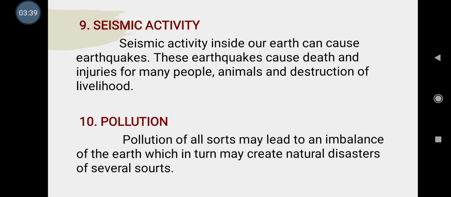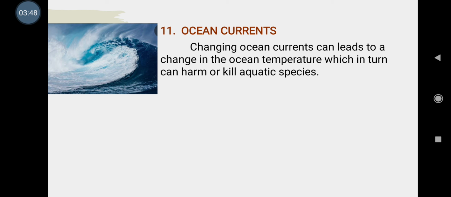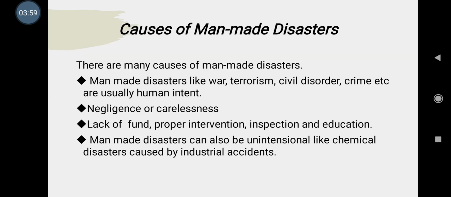And pollution of all sorts can lead to natural disasters of several sorts. And the final one is ocean current. Change in ocean currents can lead to change in ocean temperature, which in turn can harm or kill aquatic species. Now move on to causes of man-made disasters.